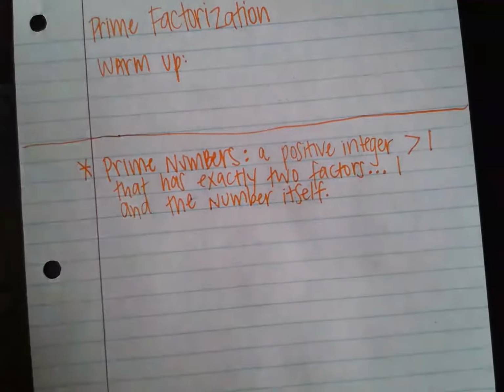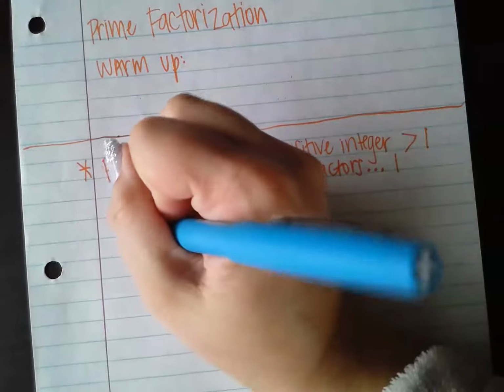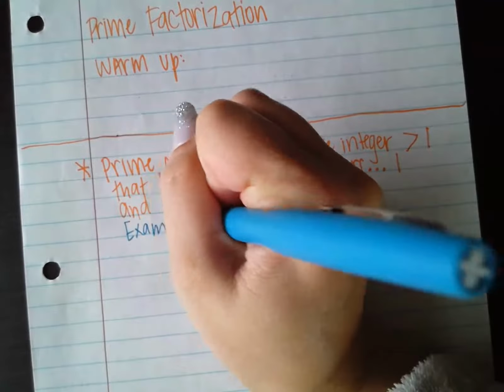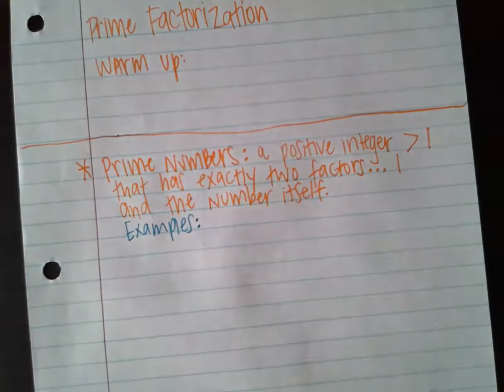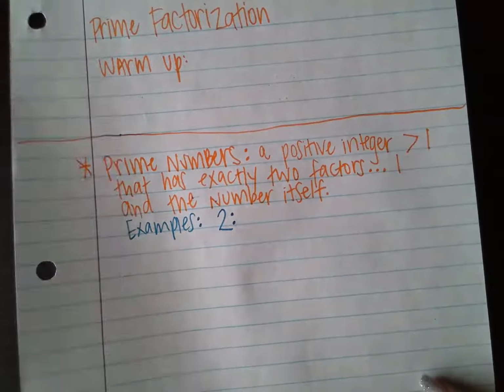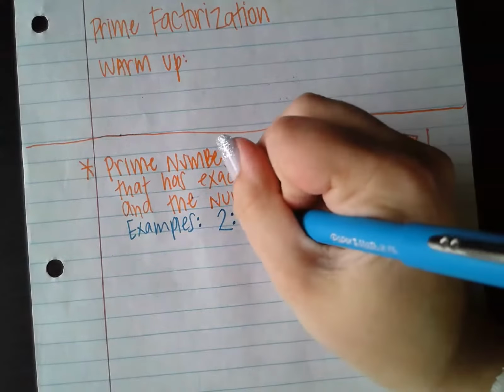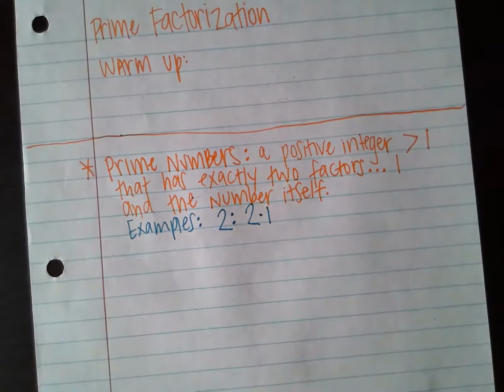So if we look at some examples, I'm going to switch colors here. You don't have to. Let's say we have the number 2. The number 2 is a prime number. It is a positive integer, and the only 2 factors that we can use when we multiply them together to make 2 are 2 times 1.